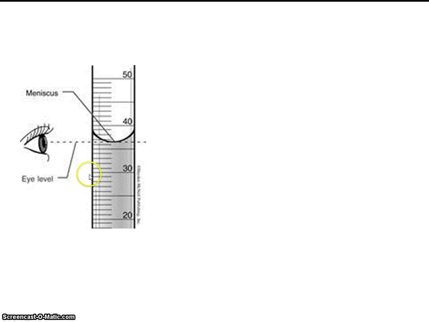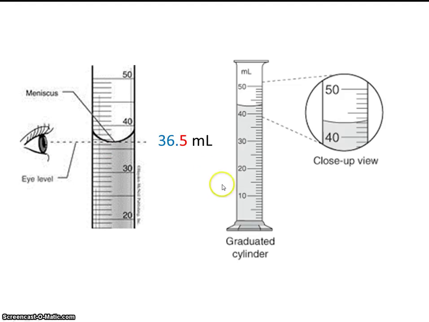So let's see what we have here. This is 30, 31, 32, 33, 34, 35, 36, and that's 37. So we know 36 for sure, and then let's estimate some. So let's say 36.5 milliliters. All right, well, why don't you give this one a try? Go ahead and pause the video now.